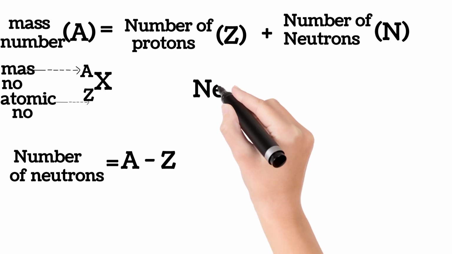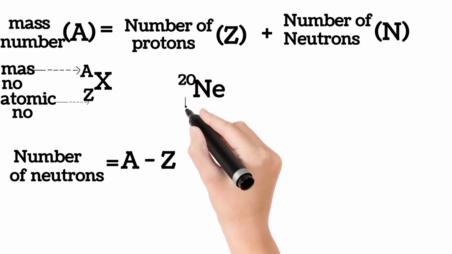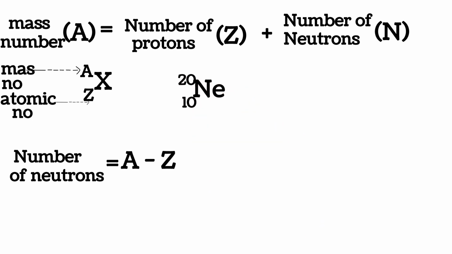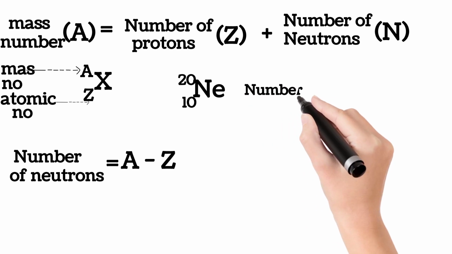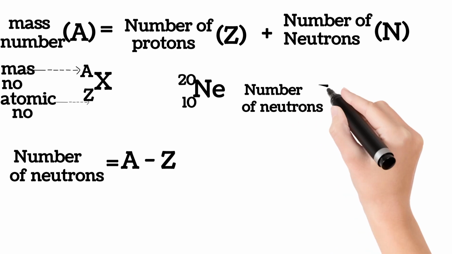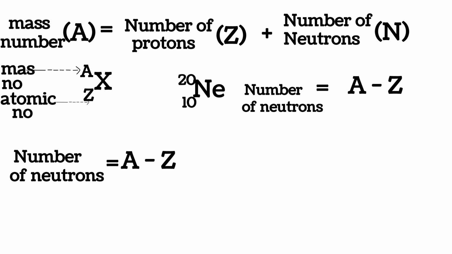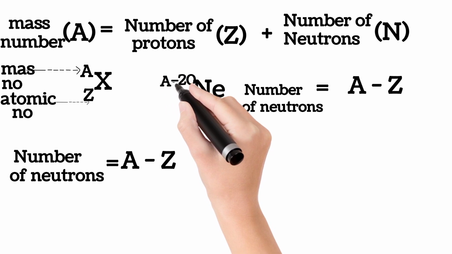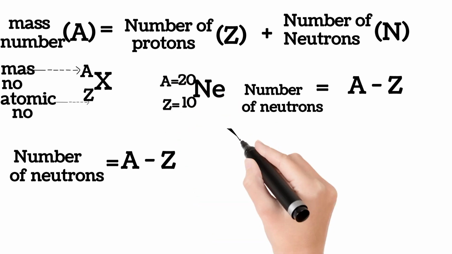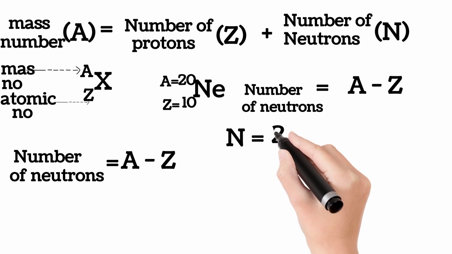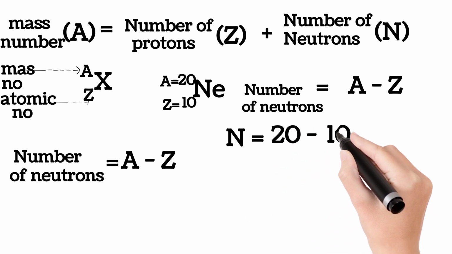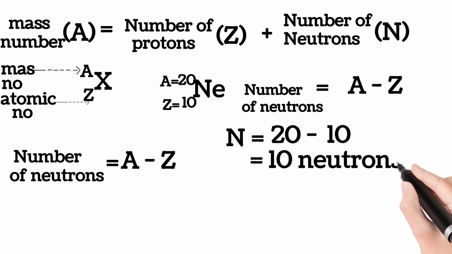So that given helium with mass number 20 and atomic number 10, we can calculate the number of neutrons in the atom of helium. How do you calculate that? We are going to say the number of neutrons will be equal to what? A minus Z, where A is equal to 20 and Z is equal to 10. So now N is going to be equal to what? 20 minus 10. And N is going to be equal to what? 10 neutrons. So this is how to calculate the number of neutrons in a given atom of an element.